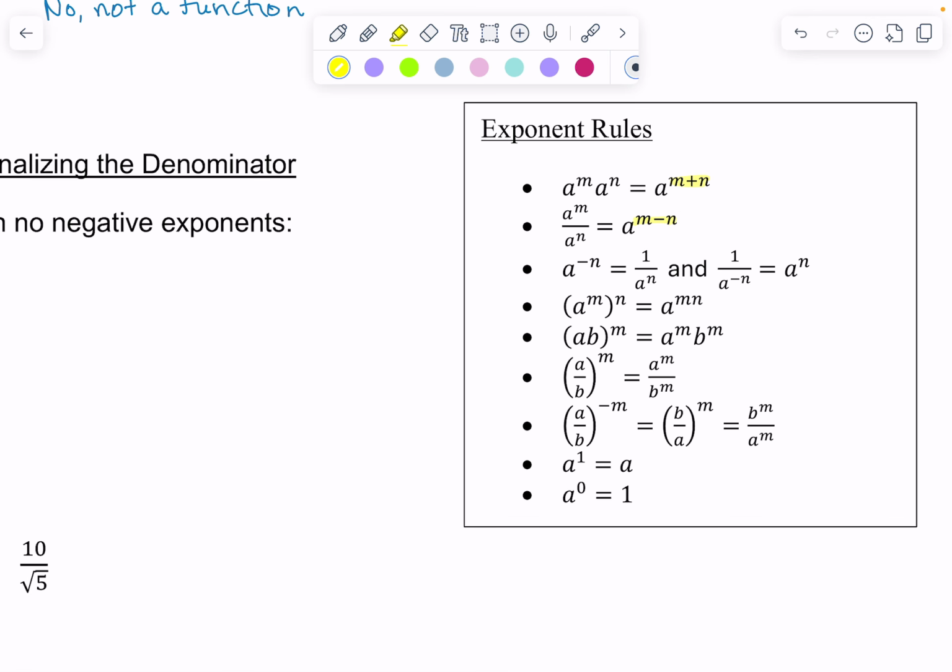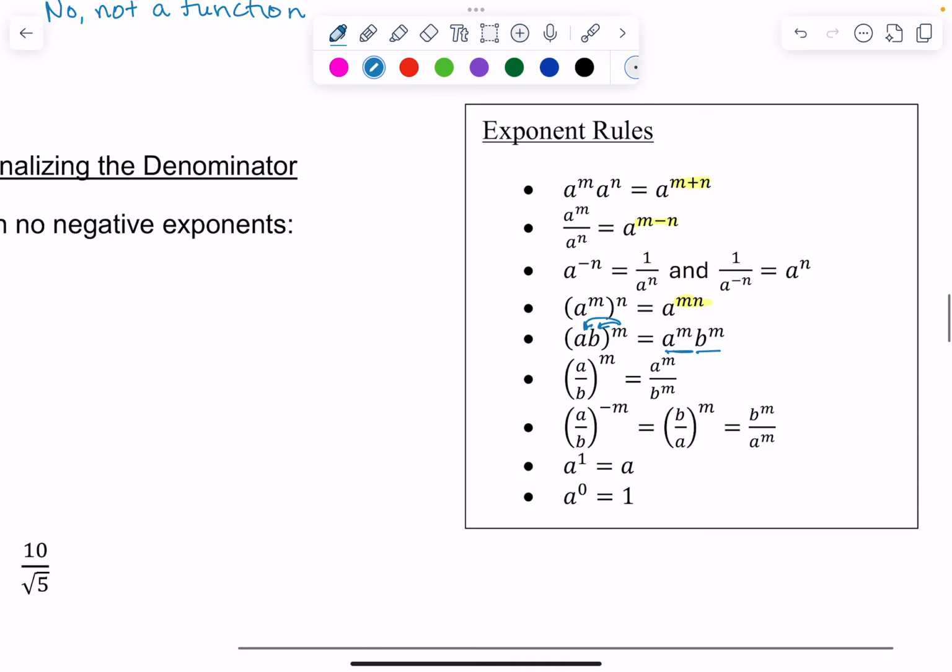We have the nested exponents there, where I have the a to the m all to the n power, then I multiply those exponents. Again, I can separate it and kind of distribute the exponent into each term in the next one, so I get an a to the m right here, and a b to the m right here. I'm doing the same thing in the next one, just with a fraction. If I have an a over b to the negative m, I can flip that fraction. Notice what happened between here and here. And then you can distribute into each of these.